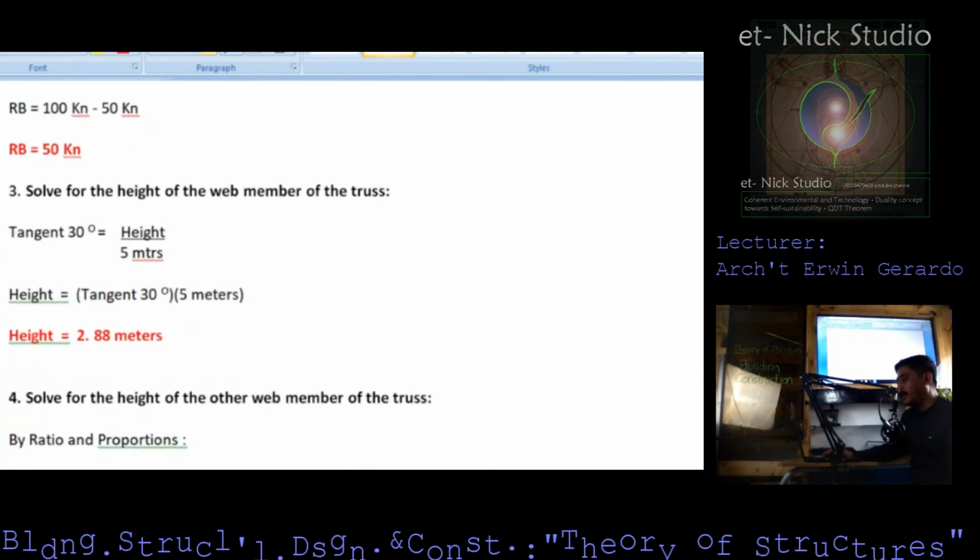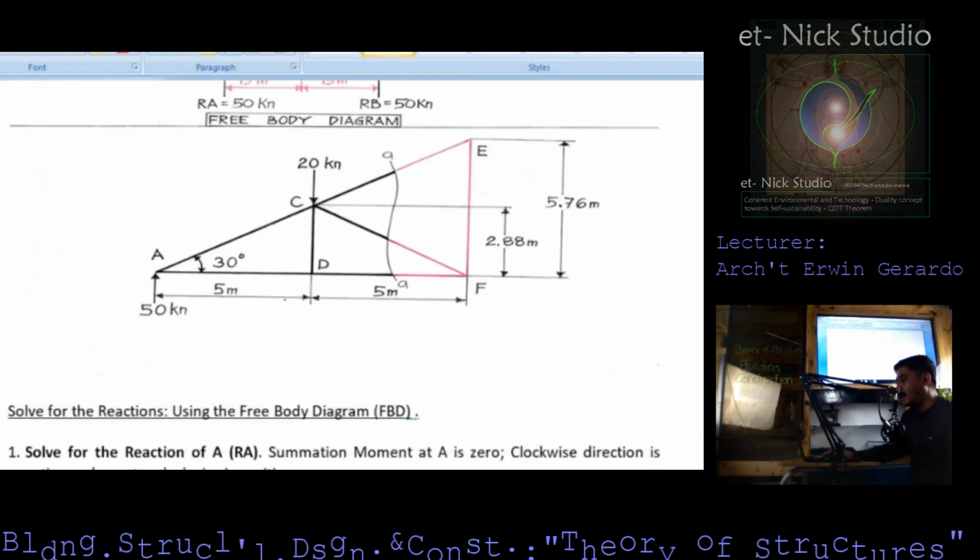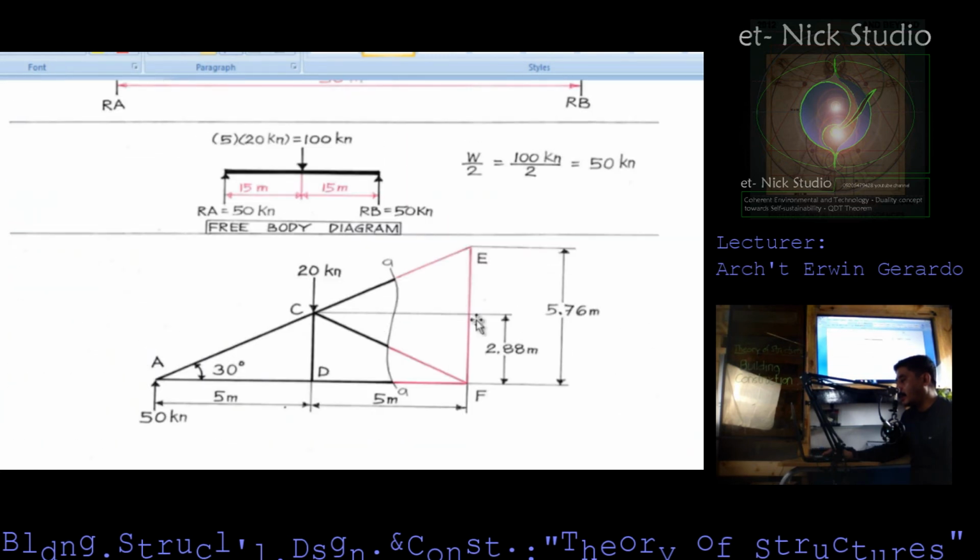Now, solve for the height of the web member using tangent 30 degrees. Height equals 5 meters. Height, therefore, tangent 30 degrees is 5 meters. Height, therefore, is 2.88 meters. This is how we were able to compute this side.